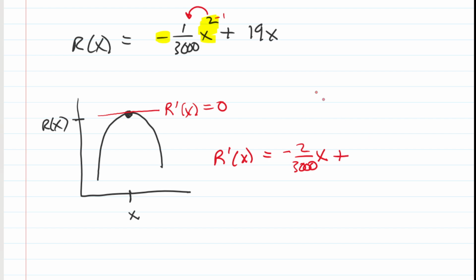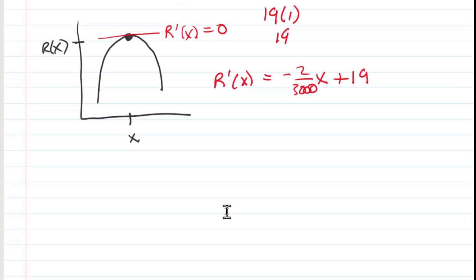And then over here, the derivative of 19x is just 19. You could even use a power rule there, of course. This is a power of 1. 1 times 19 is 19. And then you get 19x to the power of 0. But x to the power of 0 is 1, so 19 times 1 would give you 19. So that's kind of the longer way of finding that derivative. But there is our derivative of the revenue function.